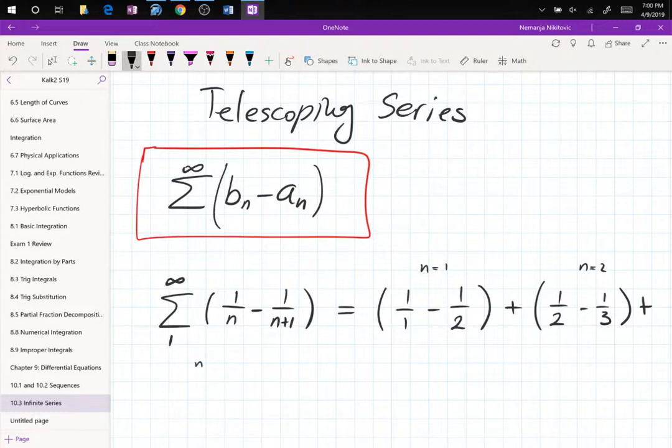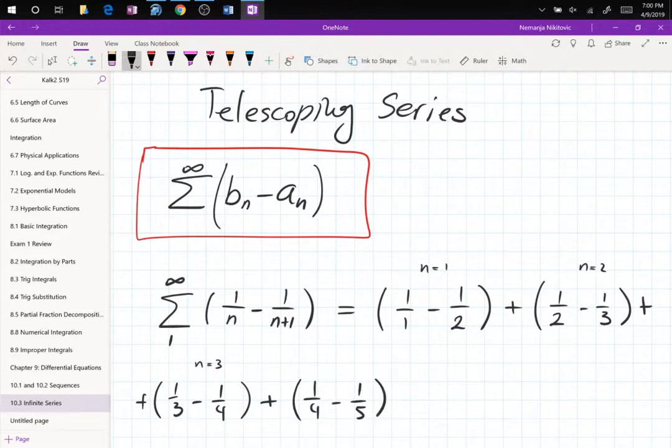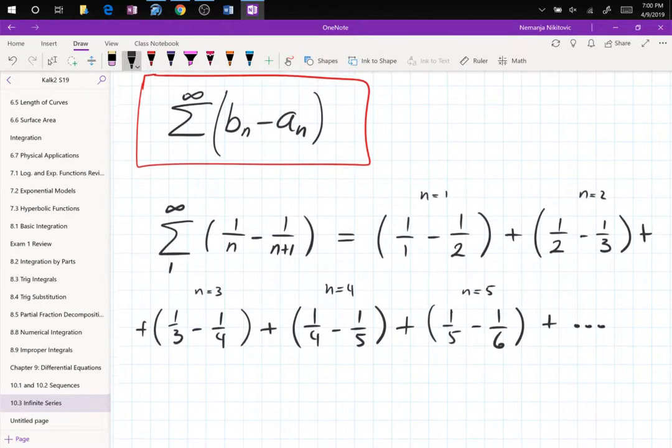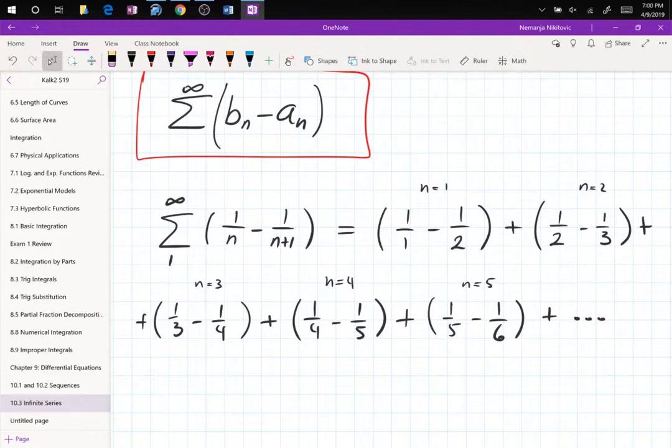Plus, now I have to use 3. That's going to be what? A third minus a quarter. Plus, a quarter minus a fifth for n equals 4. And I'll write one more. Plus, 1/5 minus 1/6 for n equals 5. Plus 3 dots. Now, what's happening on the tail end?